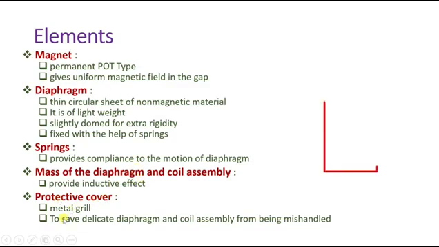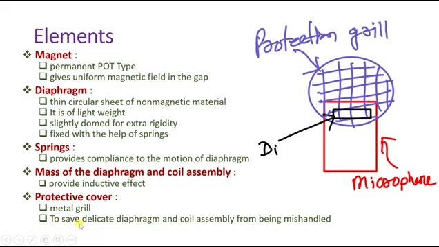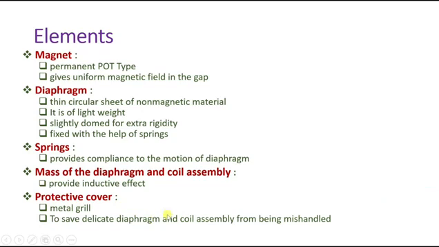Now a protection cover is there, a metal grill, and this metal grill is used to protect the diaphragm. The reason is that the diaphragm is very delicate, so here we need to provide extra protection to the diaphragm. That is what we are protecting by the protective cover.